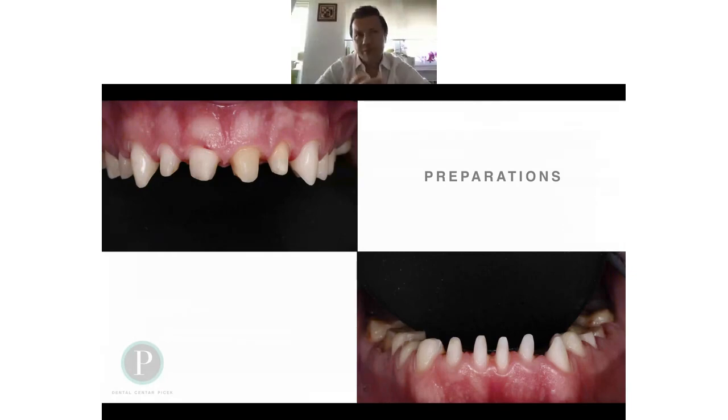When you speak about the type of preparation, I think the most important rule when you are preparing the tooth is that it has to be morphology driven. You have to respect where the enamel is, where the dentin is, and as much as possible keep enamel. This is, I think, the most important rule when we speak about preparations.